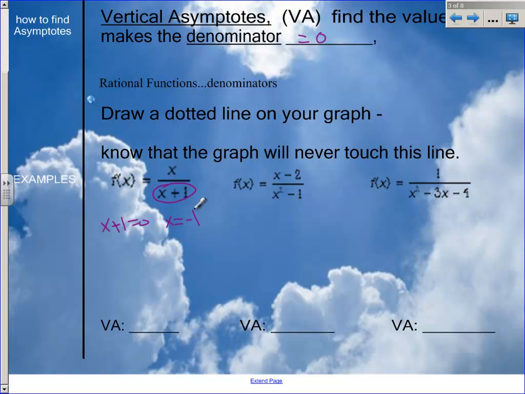Now, as long as this value does not make the top 0 at the same time, then this is a vertical asymptote. In this second example, I've got x squared minus 1, so we're going to have to factor and set both factors equal to 0. And that will give us x equals -1 and x equals 1. And again, as long as these x values do not make the numerator 0 as well, they are going to be vertical asymptotes.